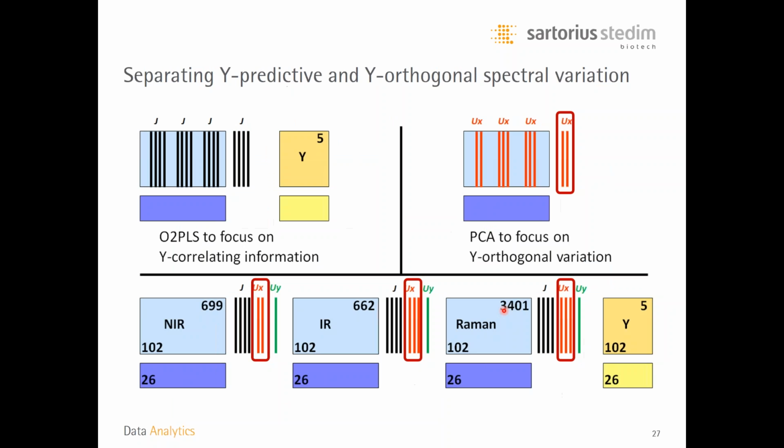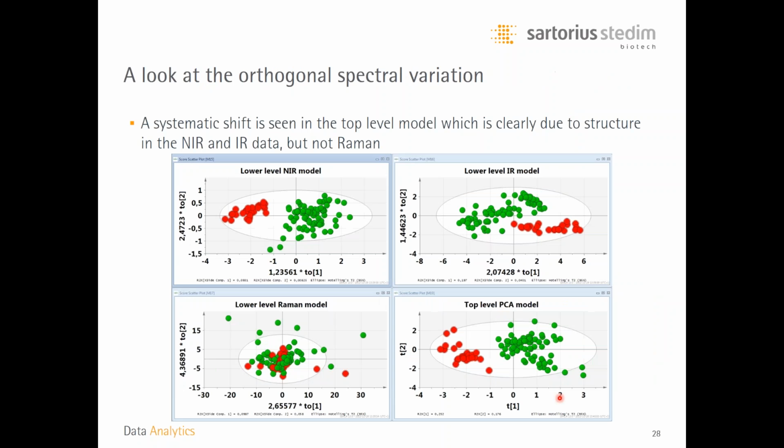And what we're doing now is that we will take the 2 score vectors for the top level PCA model and the first 2 score vectors on the orthogonal side for the 3 base level models and just co-chart them side by side. In the top left hand part we have the 2 first orthogonal score vectors for the NIR model. Here we have the 2 first orthogonal score vectors for the IR model, the Raman model, and then we have the 2 score vectors for the top level PCA model.